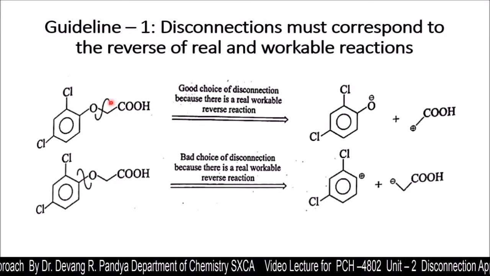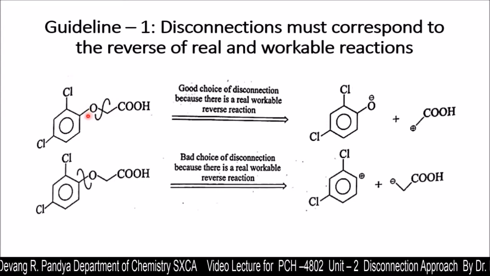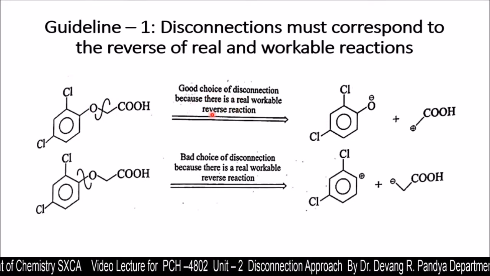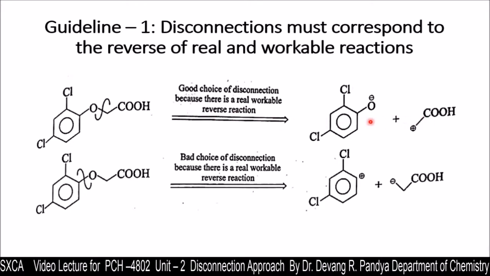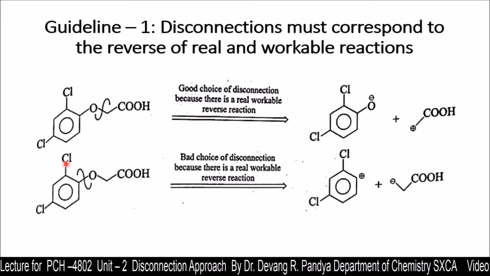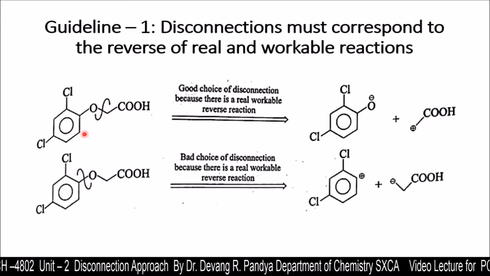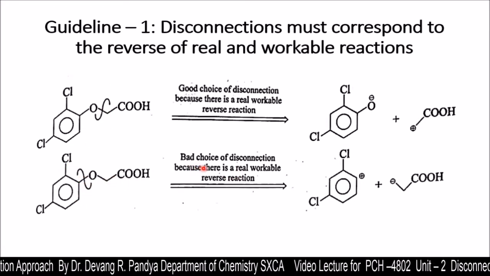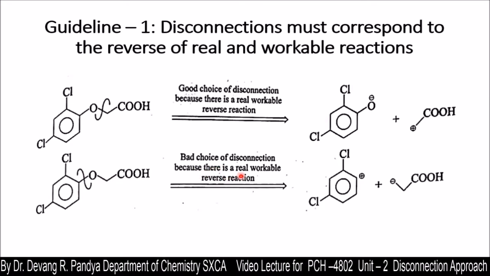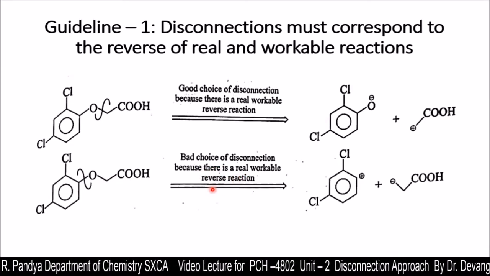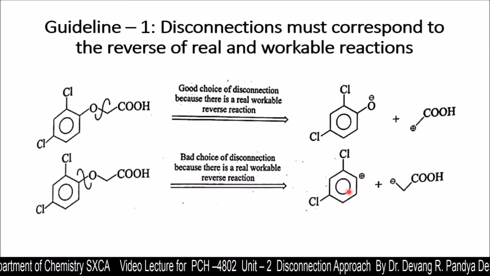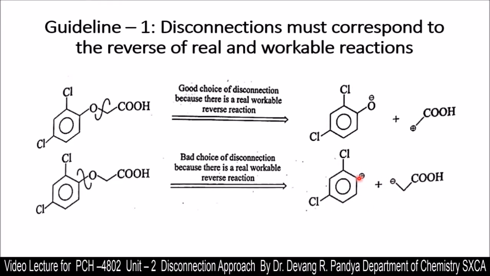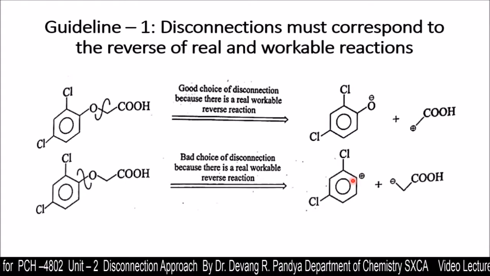Here you can see the disconnection is shown over here, not over here. This is a good choice of disconnection because there is a real workable reaction of this starting material. But if we put the wiggly line over here instead, then it is going to be a bad choice of disconnection because there is not a workable reaction. This synthon will not give us a workable reaction. There is no kind of nucleophile that can attack this inactive aromatic ring.